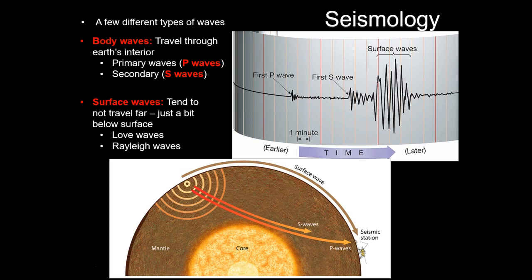We're seeing them much smaller, both of these, which are both types of body waves, much smaller in amplitude, and they appear before the surface waves. So we'll go through each of these types of waves in the next couple of slides.